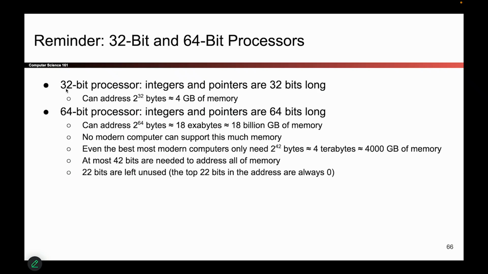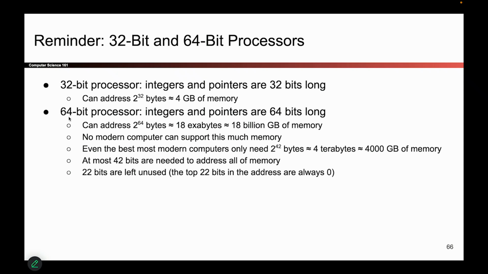If you're on a 32-bit system, what that means is that addresses are 32 bits long. You can address everything from 0 to FFFFFFFF, which is 32 ones. So your addresses are 32 bits long, and as a result, you have roughly 4 gigabytes of memory that you can access.